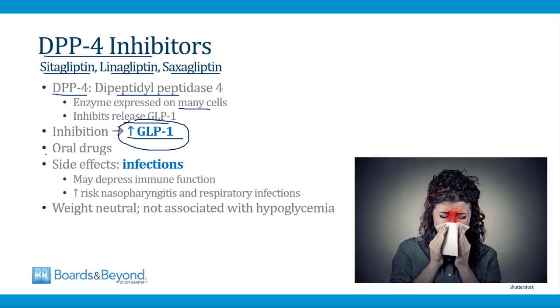The DPP-4 inhibitors are oral drugs, and in terms of side effects, in the clinical trials of these drugs in patients with diabetes, one of the main side effects has been the development of infections. There is some evidence that these drugs may depress immune function. So patients taking DPP-4 inhibitors in trials have had an increased rate of developing nasopharyngitis and other respiratory tract infections. And then other things to know are that these drugs are weight neutral, so they don't cause weight gain or weight loss, and they haven't been associated with hypoglycemia.